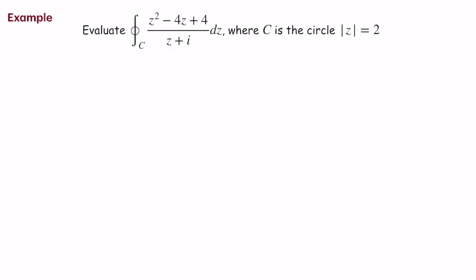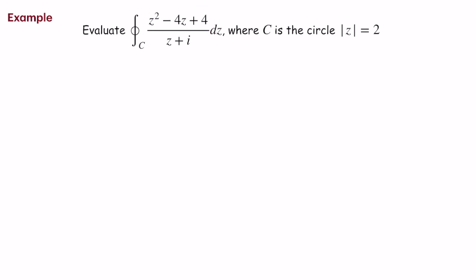So as usual, let's take a quick example. Examples are an interesting way of understanding the problem. Here we have to evaluate an integral over a closed contour C. The integrand is given by a function which is z square minus 4z plus 4. It sounds very simple. If you are good at mathematics, you should be quickly able to figure out what that exactly is. And in the denominator, what you have is z plus I. Together we have to evaluate this integral over a contour with circle radius 2 centered at z equal to 0.